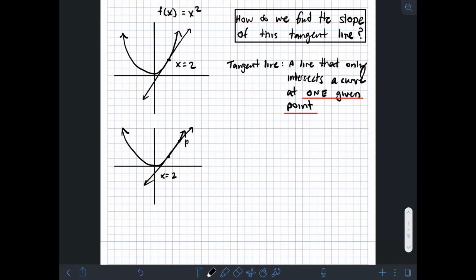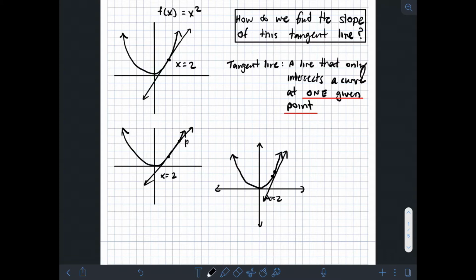What would happen if we move point P closer to where x equals 2? Let me draw that out. We'll be able to see what actually happens here. So we have, here's our point at x equals 2. Now point P is really close. Ooh, that didn't necessarily touch, but you get the idea. Now our slope is really close to the slope of the tangent.